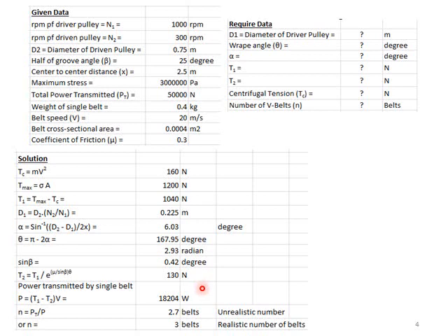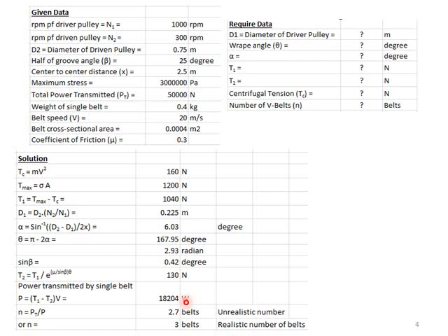The next thing that we have to find is the power transmitted by a single belt. Most of the terminologies are known now. T1 minus T2, they are known. Subtract these values and multiply with V, the velocity. What will we get? 18,204 watts.